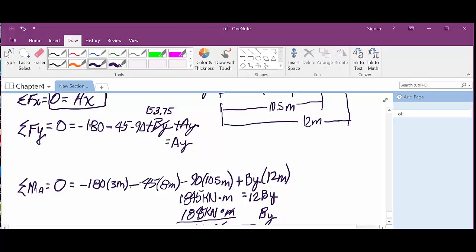Throw everything else to the other side of the equation. We got 180 plus 45 plus 90 minus 153.75. That gives 161.25 kilonewtons. We said it was going up. It came out a positive value, so it is going up.